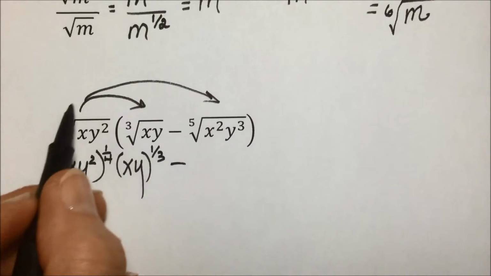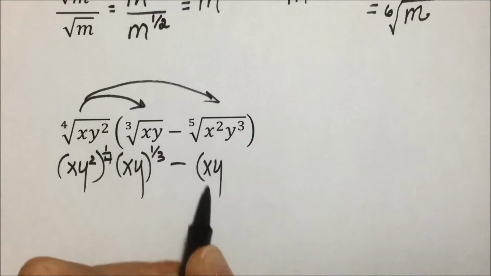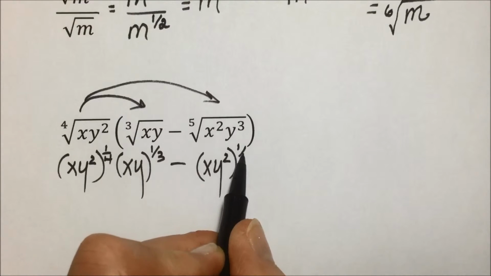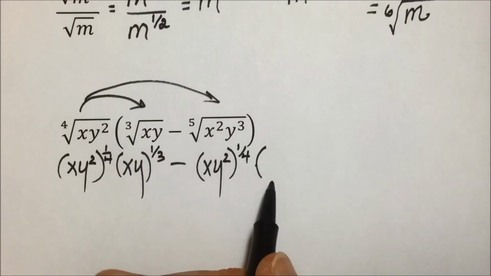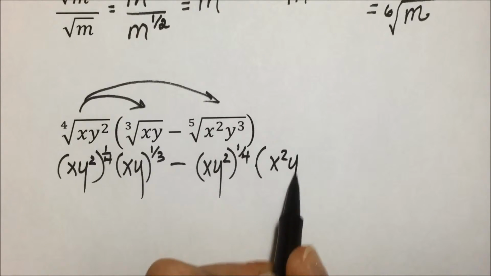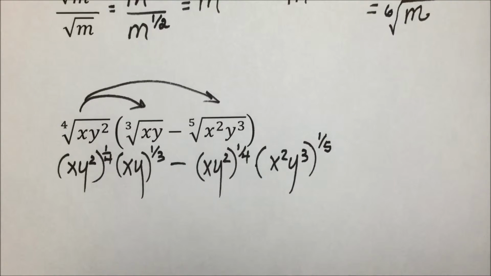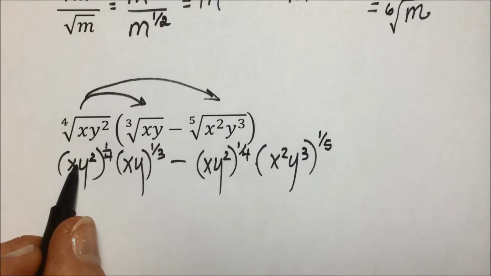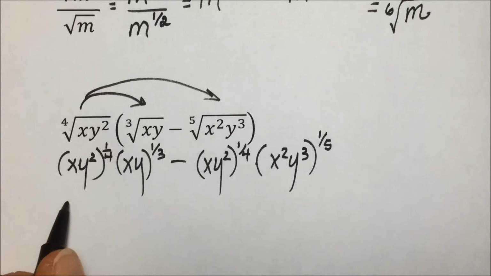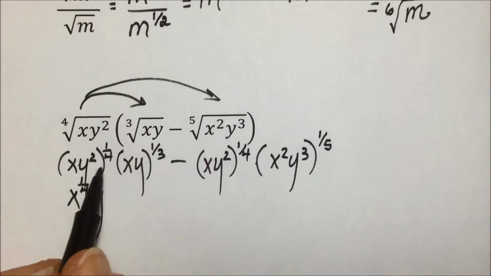times the first term, which is the radicand to the 1/3 power, the equivalent, minus, we go back to our term out in front, which is the radicand xy to the second raised to the 1/4 times the second term here, which is the radicand of x squared y to the third raised to the 1/5 power in place of the radical. Because we have a product raised to a power, we'll take each factor to that power. So we have x to the 1/4, y to the second raised to the 1/4.